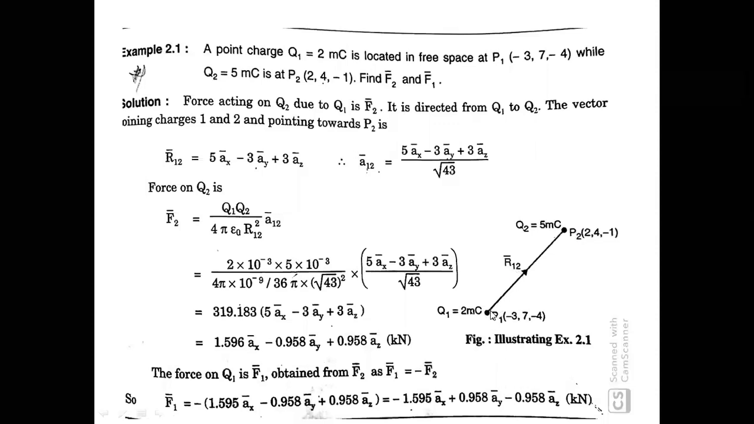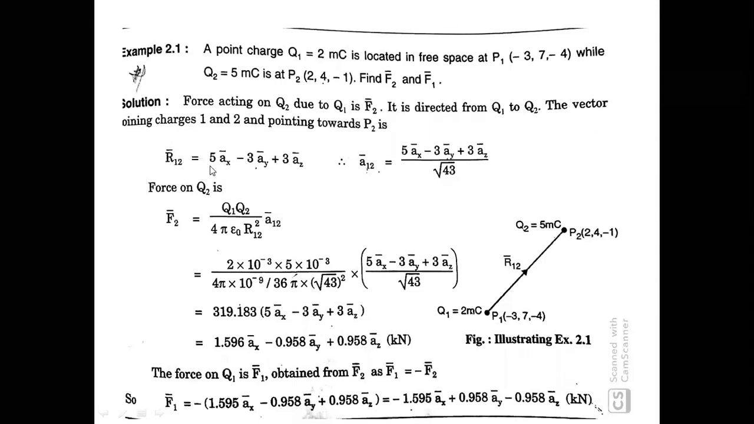So the start point is 1 and the end point is 2. So you have to take the end minus the start. So 2 minus of minus 3 becomes plus 5 ax bar. 4 minus 7 is nothing but minus 3 ay bar. Minus 1 minus of minus 4 is plus 3 az bar. All of you get it? End minus start, so the respective x, y, z coordinates are subtracted from those of Q1. Then we get R12. All of you get it? So it becomes like this.